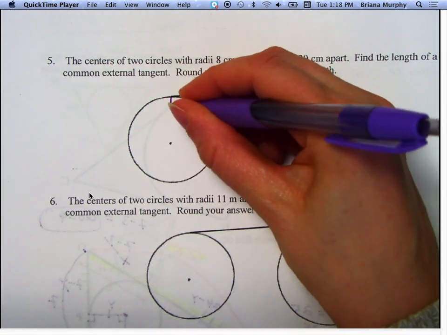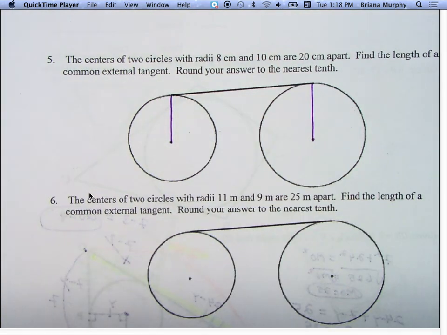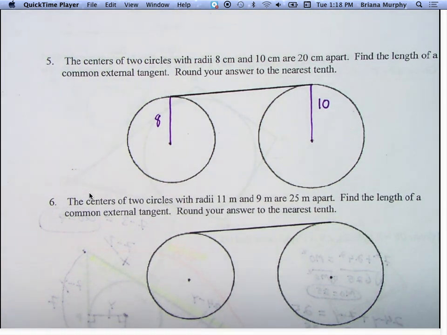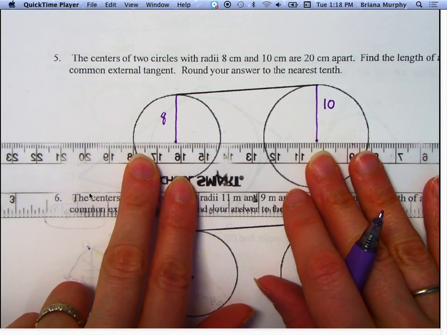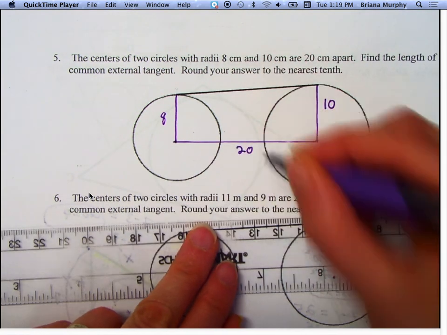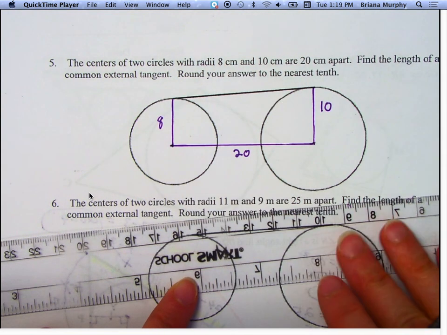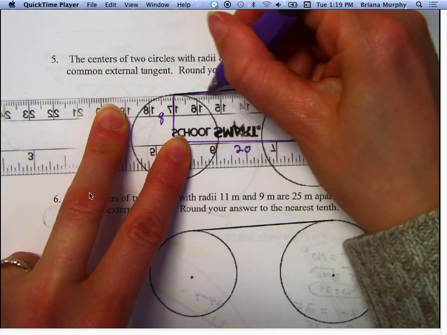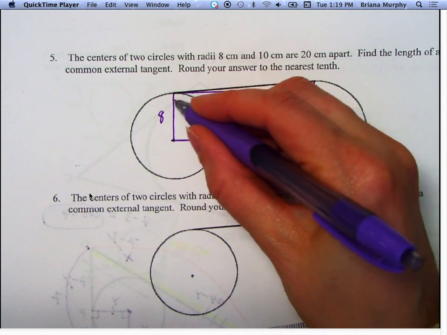Let's build my radiuses where they connect with my tangent line. This side is 8 and this side is 10. Okay? We're going to build a rectangle again. So we know that the distance between these two centers is 20. Okay, this doesn't quite look like a rectangle to me, right? Because this is slanted up a bit. So if I went from right here and went straight over, okay, we could also say this is 20, right? Because now we have this nice rectangle.